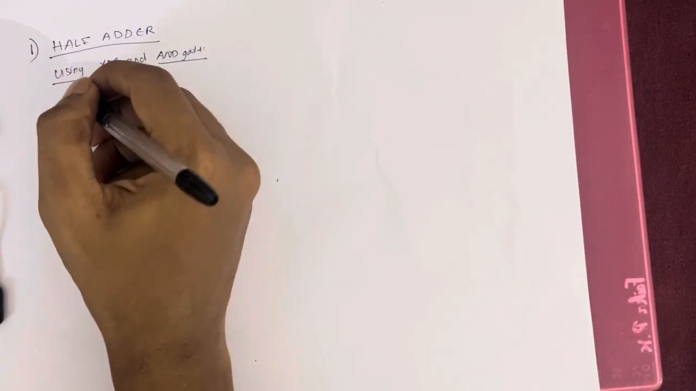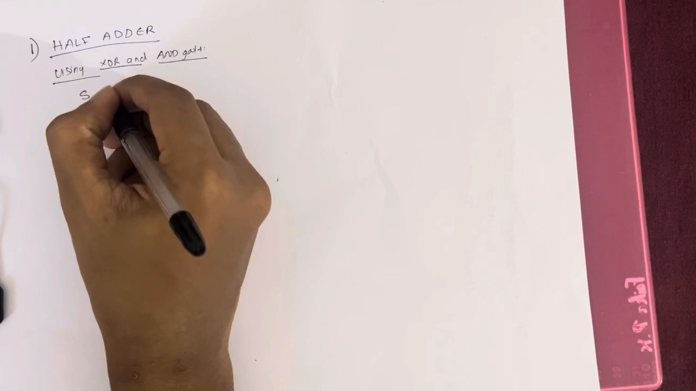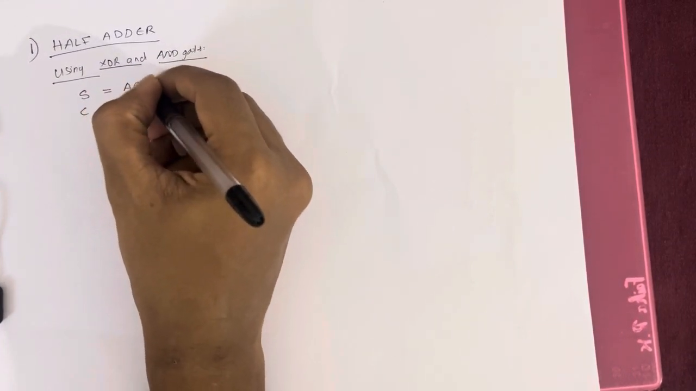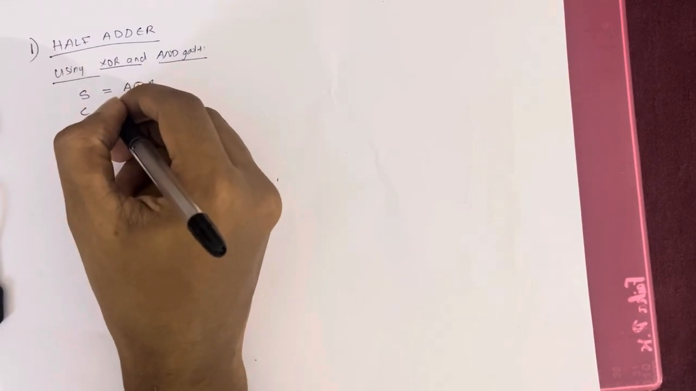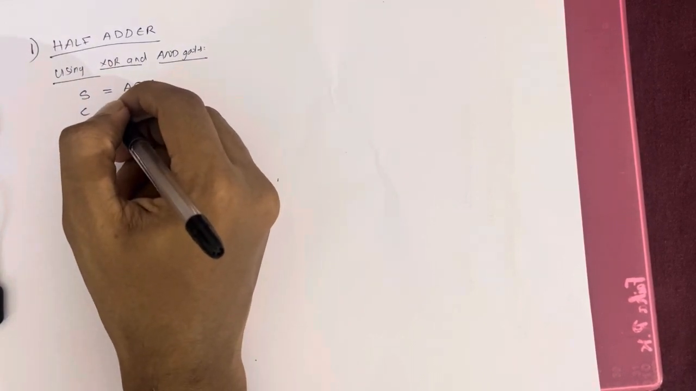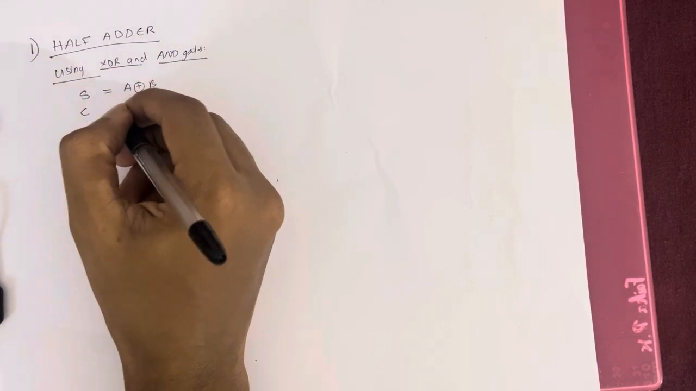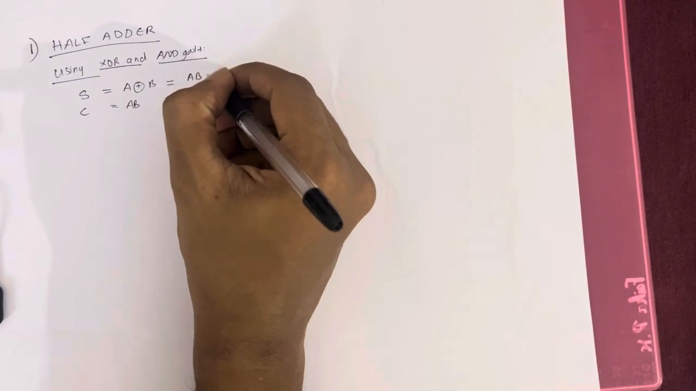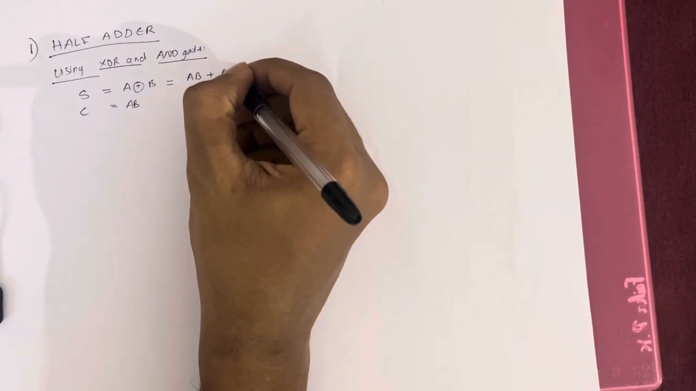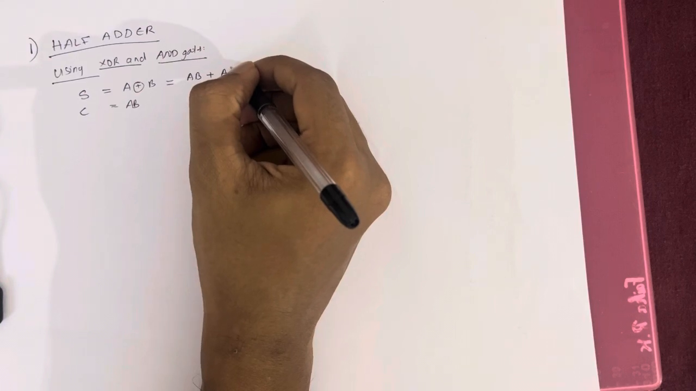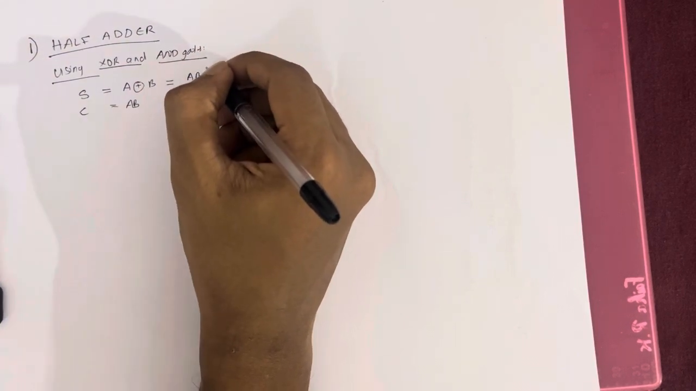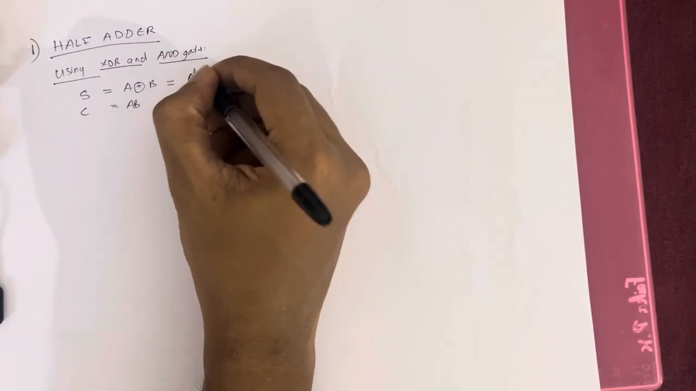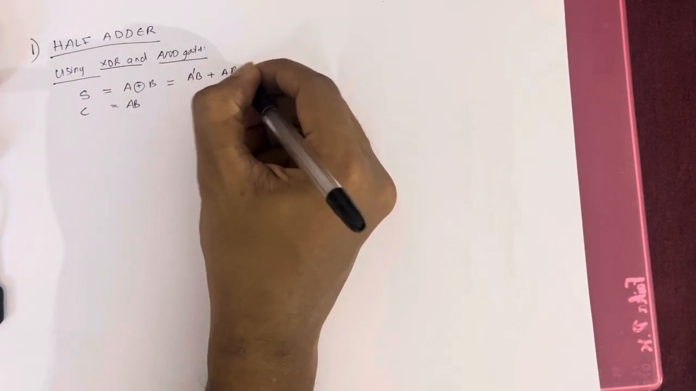So for the half adder we have studied the sum and the carry. The sum equation for the half adder is A XOR B, and the carry of the half adder is nothing but AB. What is A XOR B? A XOR B is nothing but A'B plus AB'.